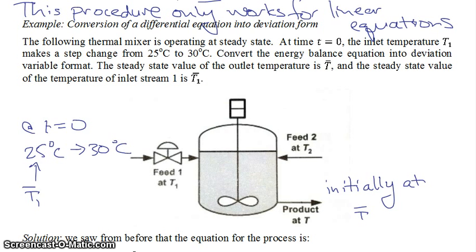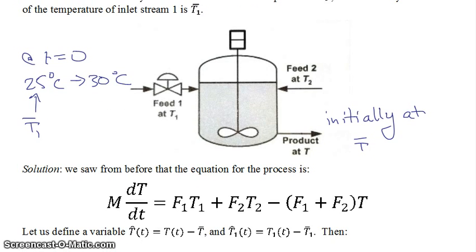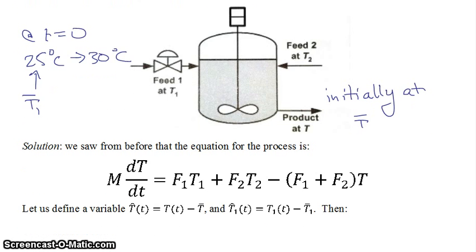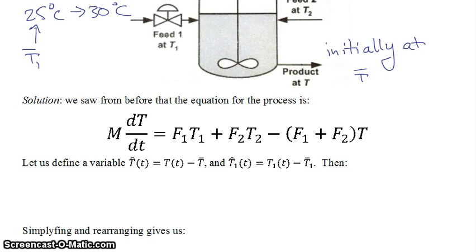Although we're not going to solve the differential equation, all we're going to do in this example is put it into deviation variable format. So we saw from before that the equation for this process is as follows. If we define our variables, T hat is equal to T minus T bar, and T1 hat equals T1 minus T1 bar, then substitute those into the equation, what we find is this. And actually, I should point out that this is how you put things into deviation variable format. You just define your two deviation variables, and you substitute those into your equation.